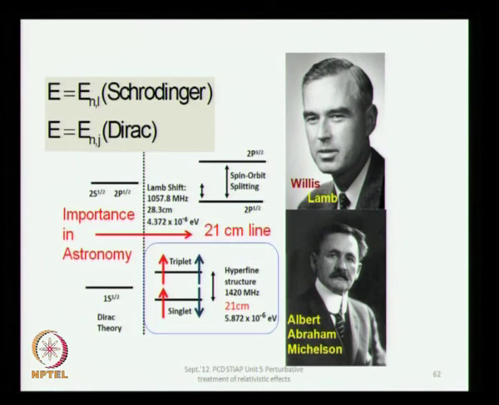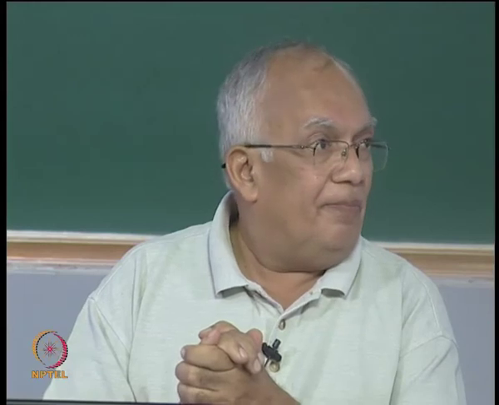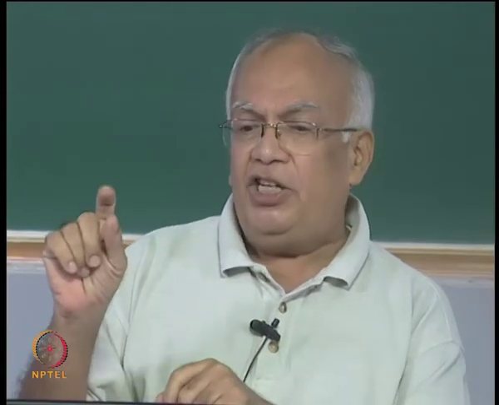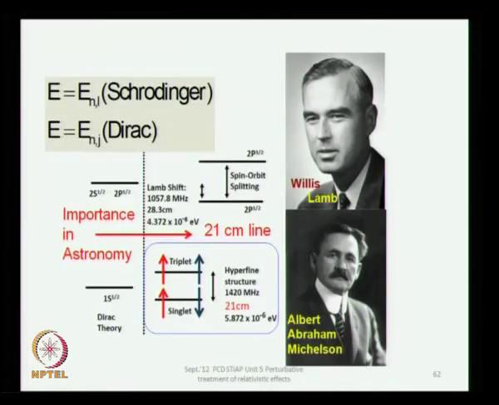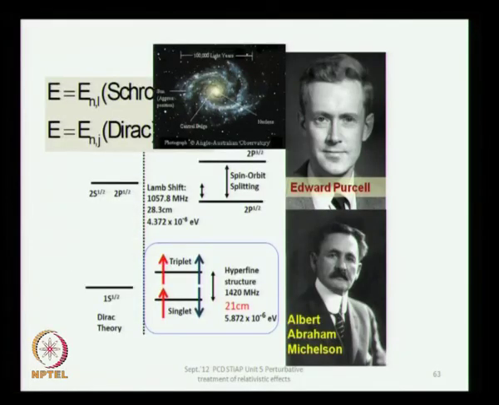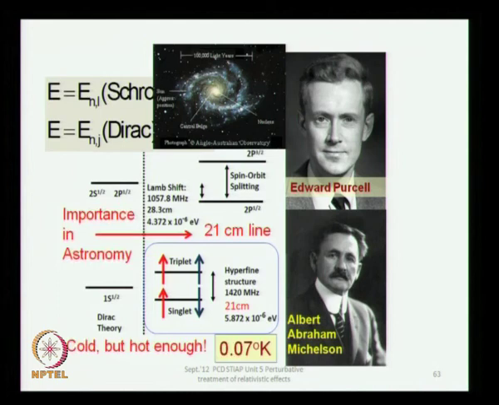This energy difference corresponds to the 21 centimeter line, and this line is extremely famous in radio astronomy. The reason is hydrogen atom is everywhere all over the universe. Now, this energy difference between the singlet and the triplet hyperfine states is extremely small. If you convert this energy into temperature units, this is like 0.07 degree Kelvin.